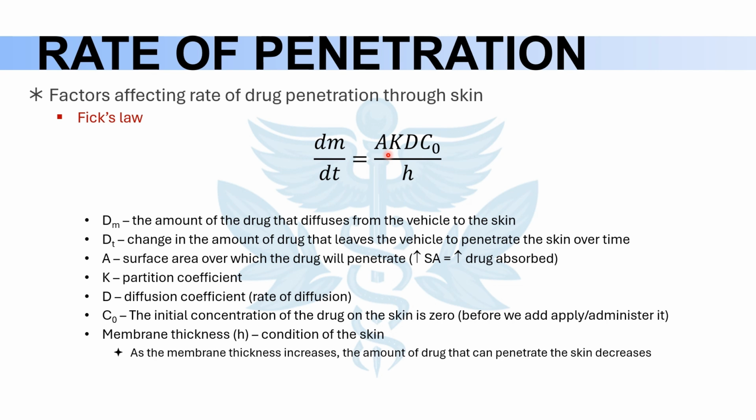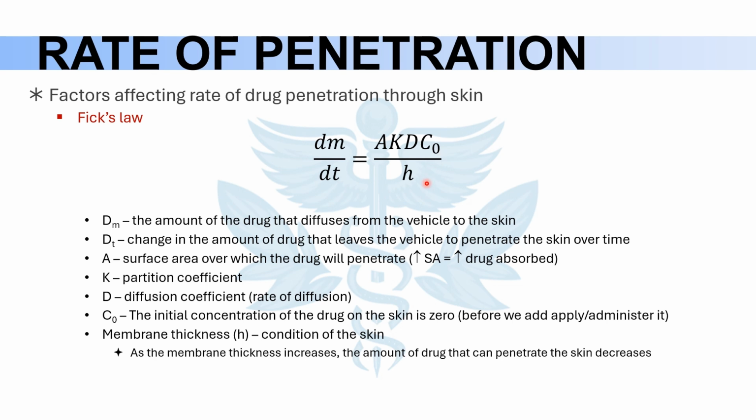And the higher the surface area, the greater the amount of drug is absorbed. K is the partition coefficient. D is the diffusion coefficient, which is the rate of diffusion. And C node, or C0, is the initial concentration of the drug on the skin. And it's 0 because before we apply the topical preparation to our skin, the concentration of the drug on our skin is 0 because we haven't applied it. And therefore, it will always be 0 before we apply it.